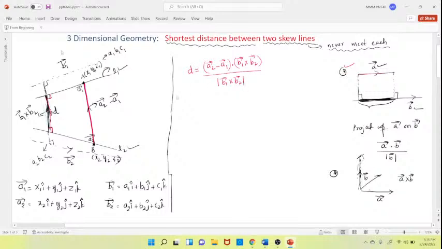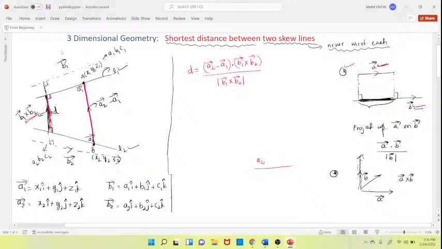Please try to understand here. A2 minus A1 is like my A vector, and B1 cross B2 is like my B vector. So what do we get for the projection of A on B? A dot B divided by magnitude of B. So this shortest distance D is the projection of the A2 minus A1 vector on which vector? B1 cross B2. Okay?